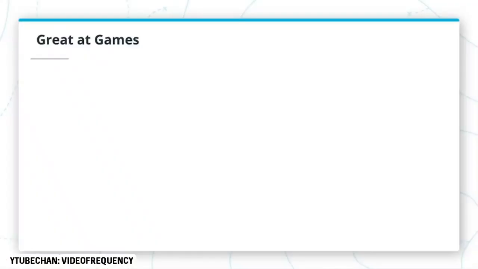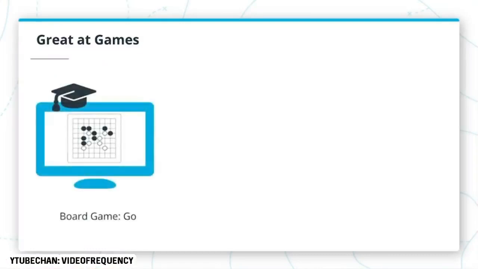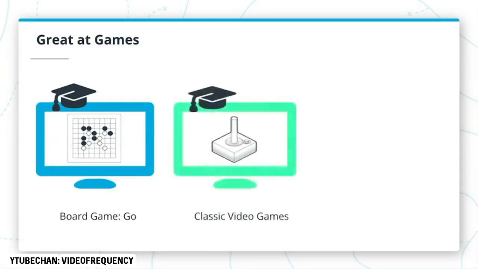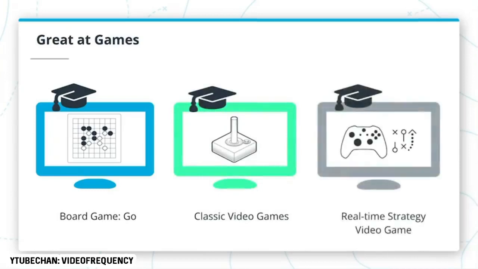Let's take a look at a couple examples. Reinforcement learning is great at playing games. Famously, the AlphaGo Zero software used reinforcement learning to defeat the human master Lee Sedol in the notoriously complex board game Go. Reinforcement learning is also great at Atari and reached another AI milestone when the AlphaStar software achieved Grandmaster status in the real-time strategy video game StarCraft II.